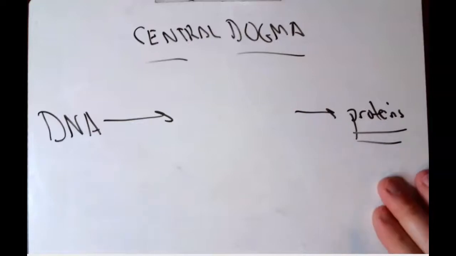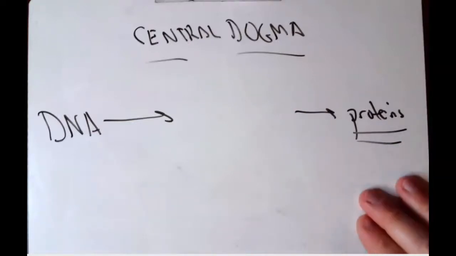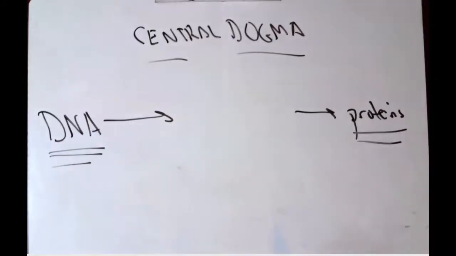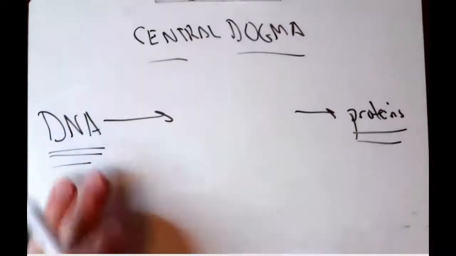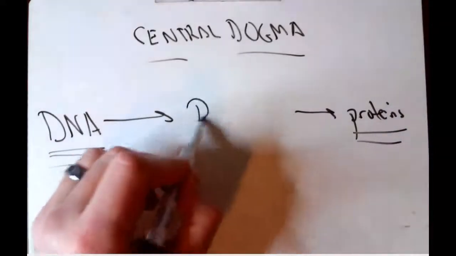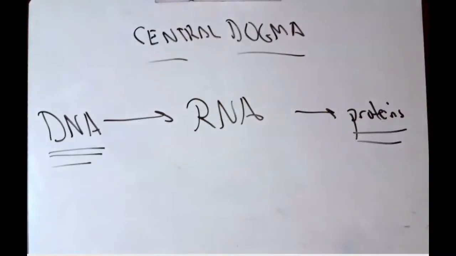But they don't last very long. They need to be replenished. They need to be made constantly. And the instructions for making those proteins are found in DNA. So DNA holds the information. Proteins are the manifestation of that information. And we actually need a middle step to join these two, and that's where RNA comes in.